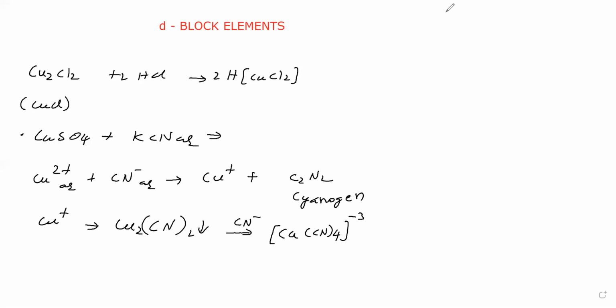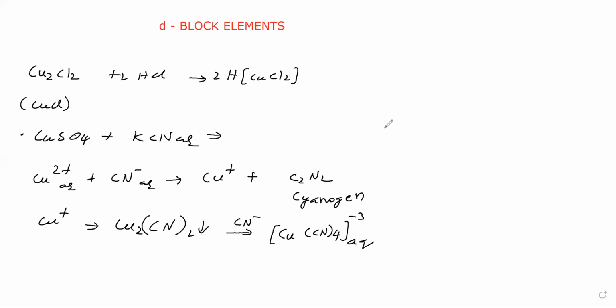So we are getting a complex here. The complex is [Cu(CN)4]3-. So cupric with the cyanide gives what? Cupric becomes cuprous. Cyanide becomes cyanogen. This cuprous becomes cuprous cyanide white precipitate, which dissolves in excess of cyanide to form the complex [Cu(CN)4]3-, which is soluble. So copper sulfate with potassium cyanide, this reaction takes place.